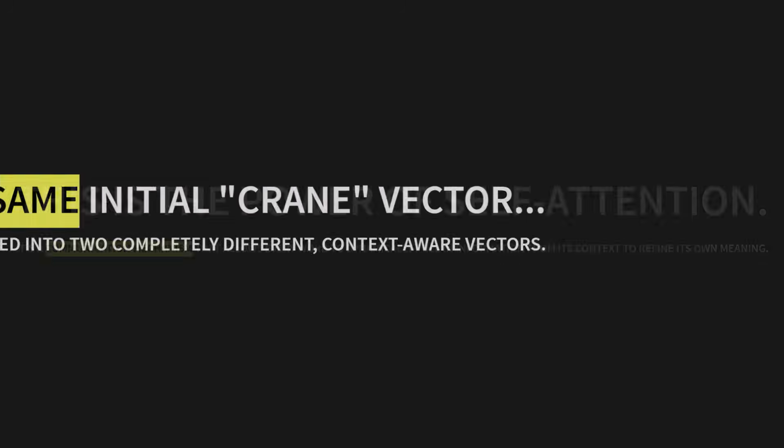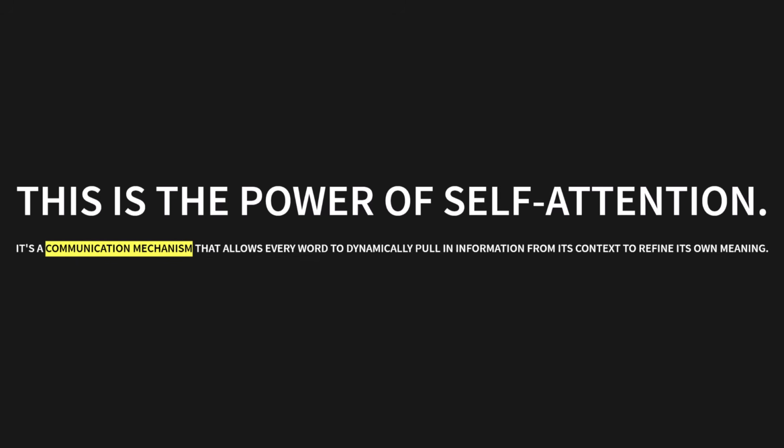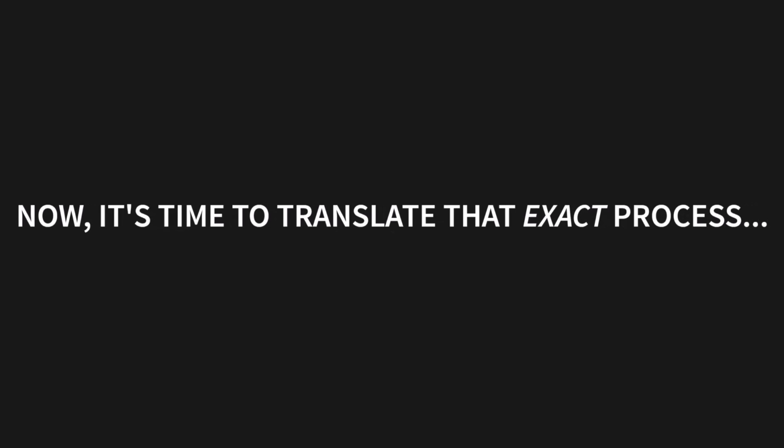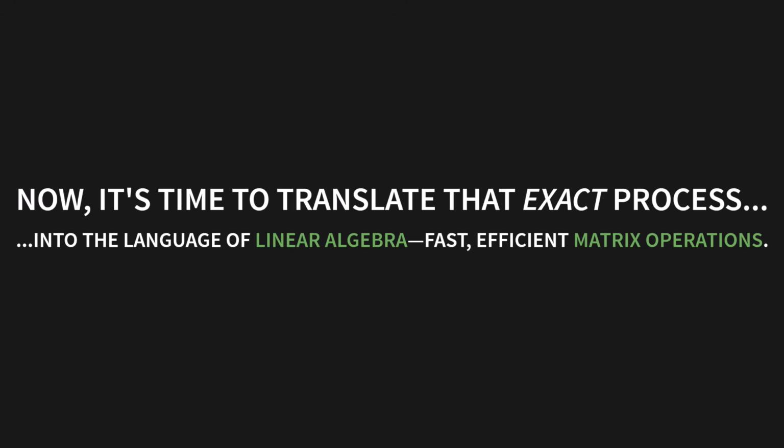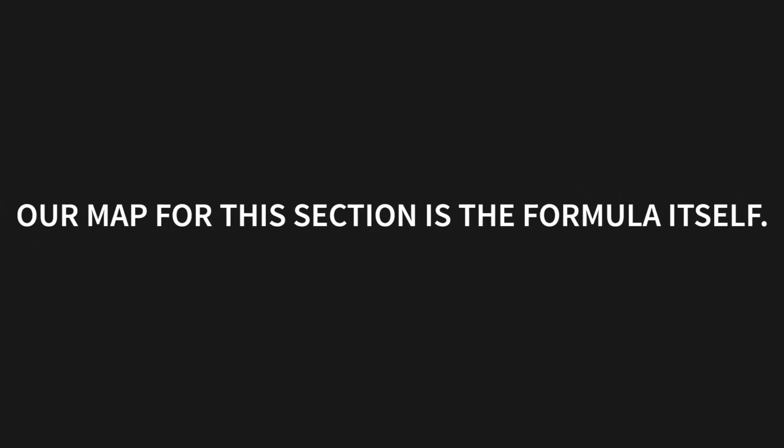This is the power of self-attention. It's a communication mechanism that allows every word to dynamically pull in information from its context to refine its own meaning. We've built the intuition. We saw how the word crane could resolve its ambiguity by listening to its neighbors. Now it's time to translate that exact process into the language of linear algebra. Fast, efficient matrix operations.